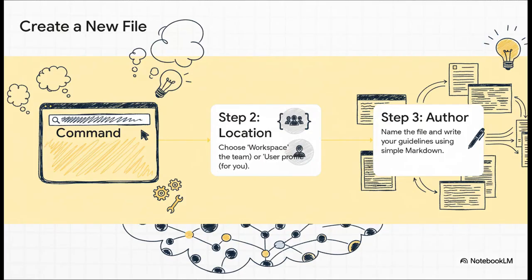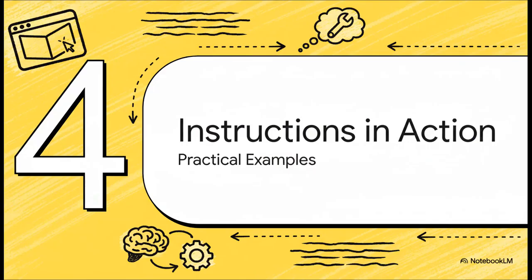And getting started is dead simple. Seriously, just pop open the command palette, run Chat: New Instructions File, pick whether it's for the whole project or just for you, and then just start writing in plain old Markdown. It's that easy. Okay, enough theory. Let's see what this actually looks like in practice. We've got a few examples here straight from the official docs, and this is where it's all going to click.